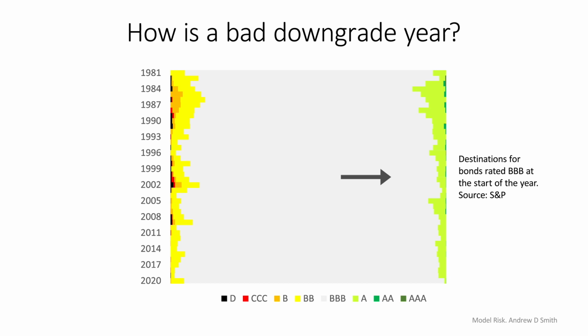Now, insurers and banks are interested in how often is it the case that lots of bonds get downgraded. And you can see in this picture there have been a few bad years in this history. The 1930s, which isn't shown here, were much worse.